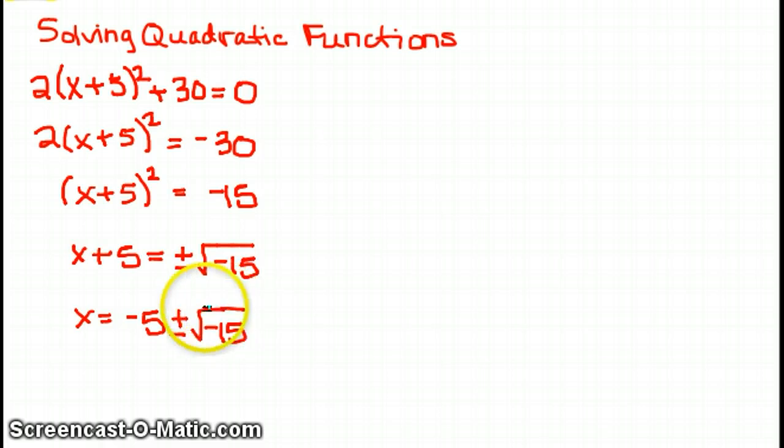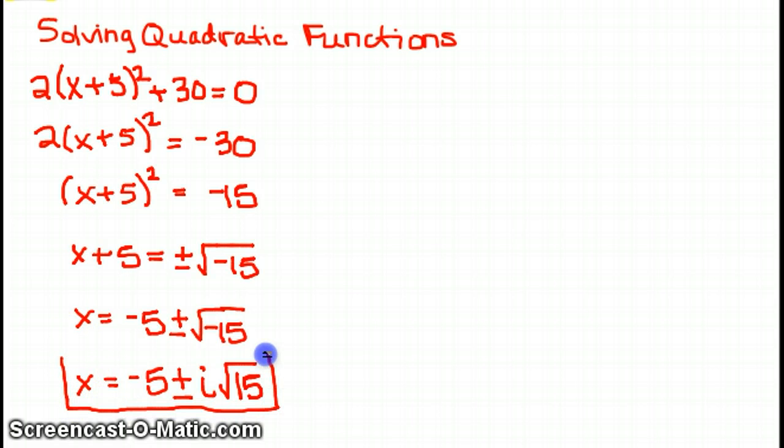The last thing we can do is we realize that we can't take the square root of a negative number. So what we have learned is that we can leave our negative 5 alone, leave our plus or minus alone, but we can take out that negative value by popping an i out because we know that our answer is going to be imaginary, it's not going to be real. So my final answer when I'm solving this by the square root method is negative 5 plus or minus i square root of 15.